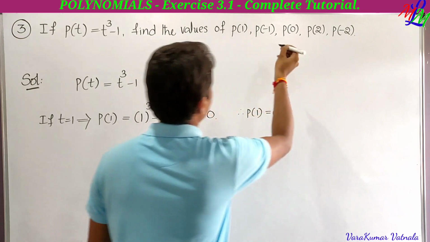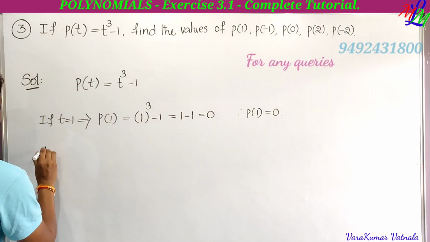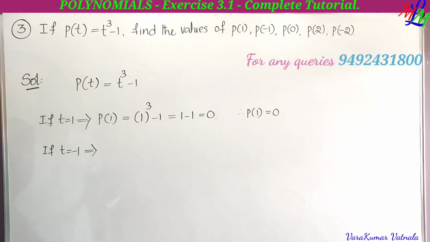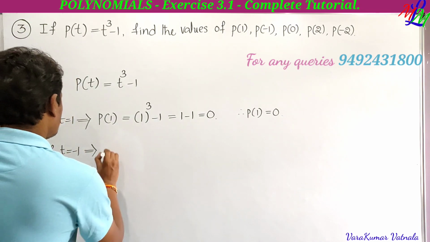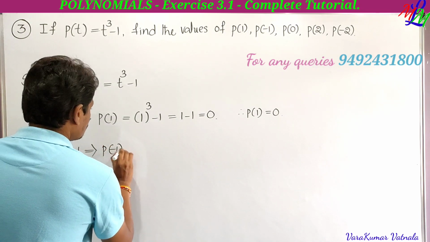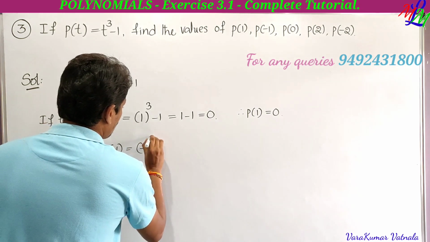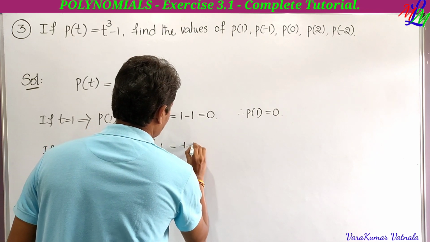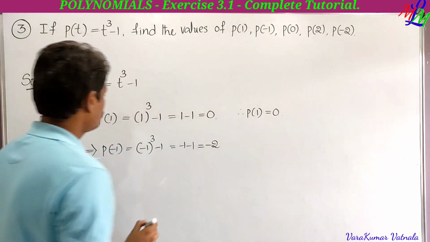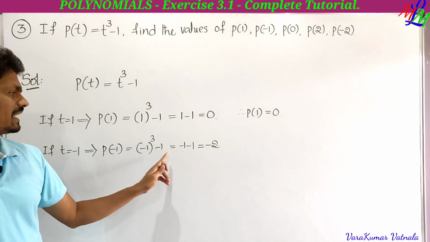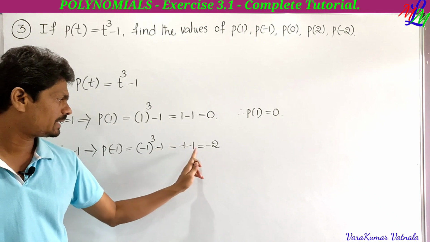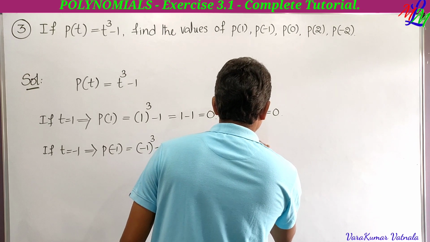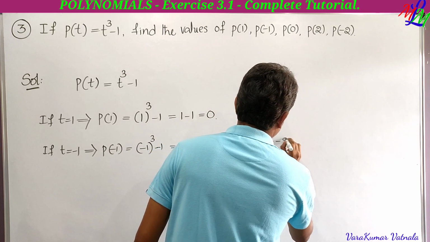So next he is asking to find p of minus 1. So if t is equal to minus 1, just we have to substitute t is equal to minus 1, we can get p of minus 1. So see here, I am substituting minus 1, so we get minus 1 whole cube, again minus 1 is there. Minus 1 whole cube is minus 1, minus 1, that is minus 2. Therefore we can write p of minus 1 is equal to minus 2.